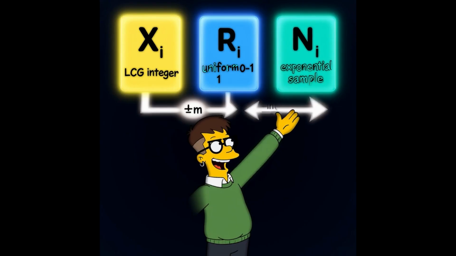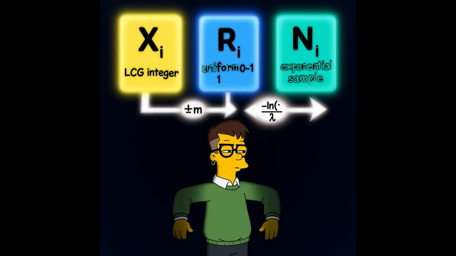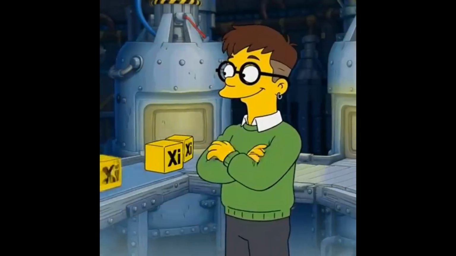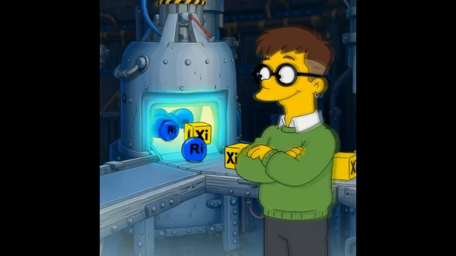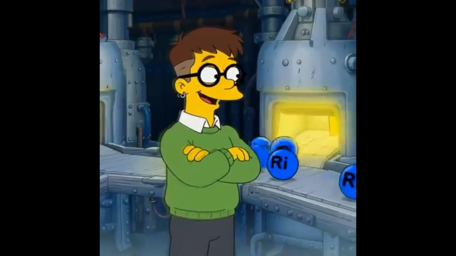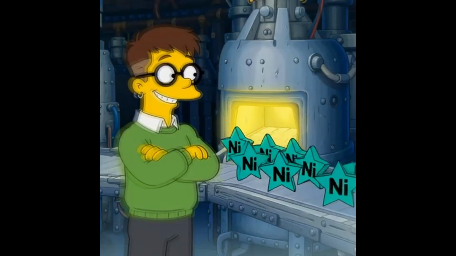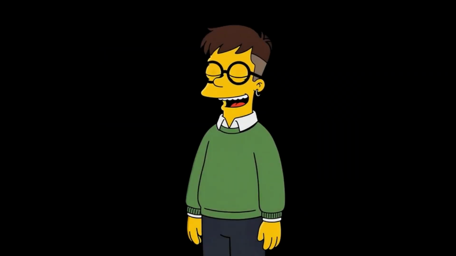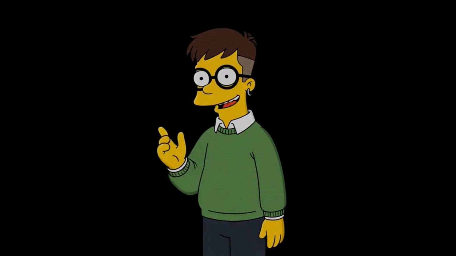Putting it all together, seed X0 goes into the LCG and produces Xi. Xi divided by m gives us Ri, and negative log of Ri divided by lambda gives us our exponential sample. That is the complete pipeline: Xi to Ri to Ni. Three steps, one formula each, and we have a simulation ready in record time.